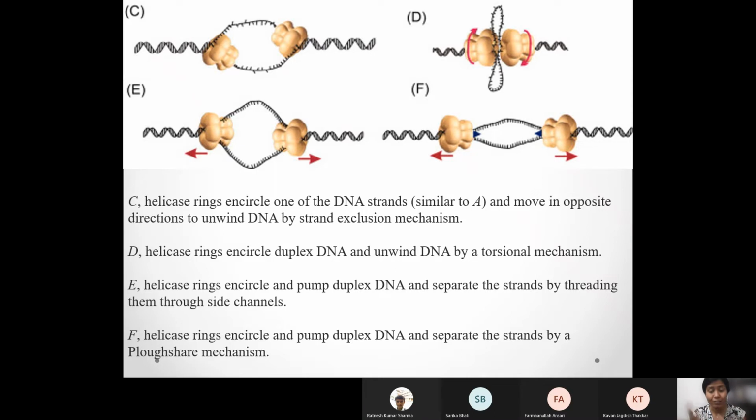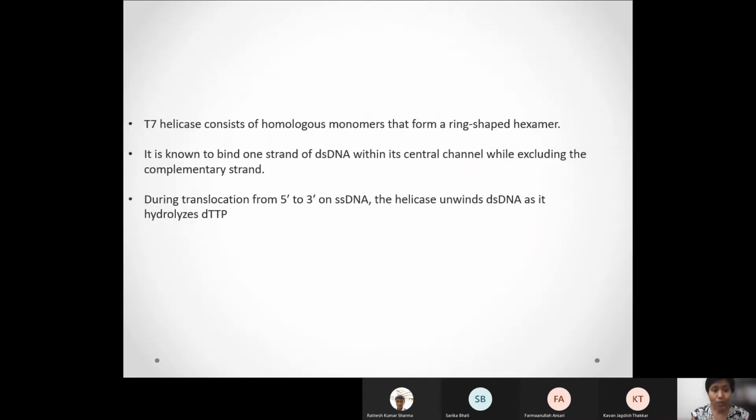So there are all kinds of possibilities, all kinds of theories, because there are multiple of these AAA ATPase-like helicases present. One interesting helicase that I'm going to highlight here is the T7 helicase. Now, T7 is a bacteriophage. I hope you've all read something about bacteriophages. Bacteriophages have their own DNA, and they also have some associated proteins that help them replicate when they are infecting E.